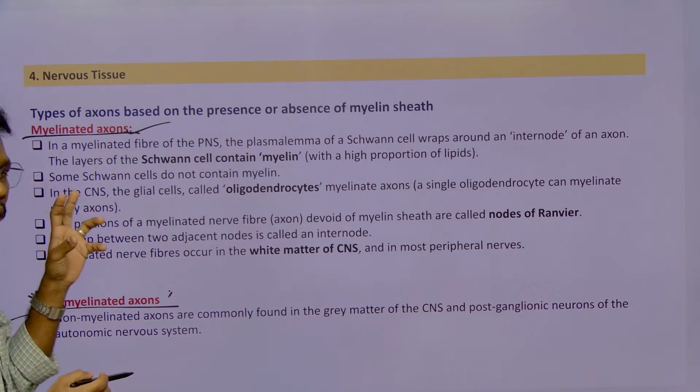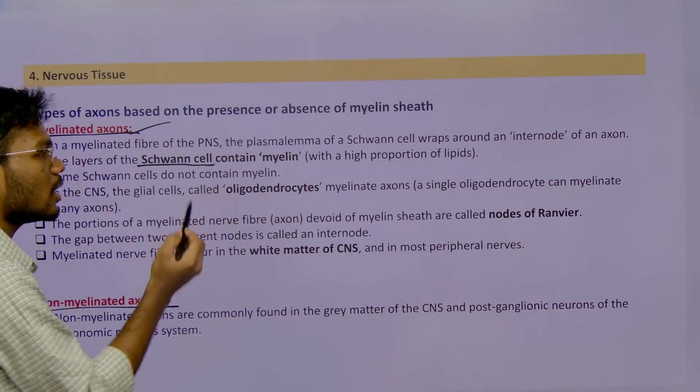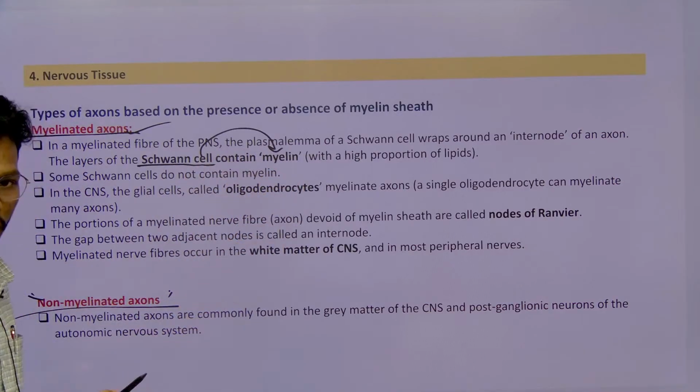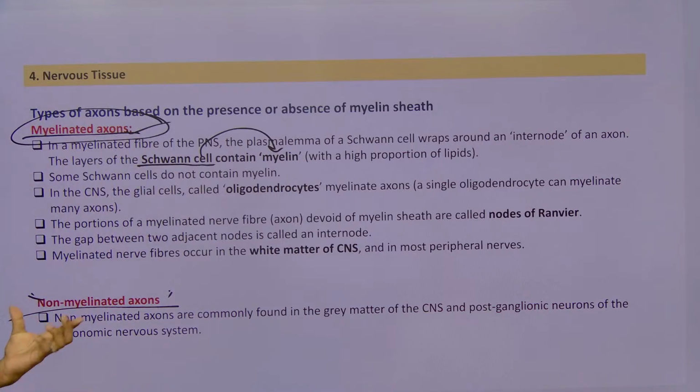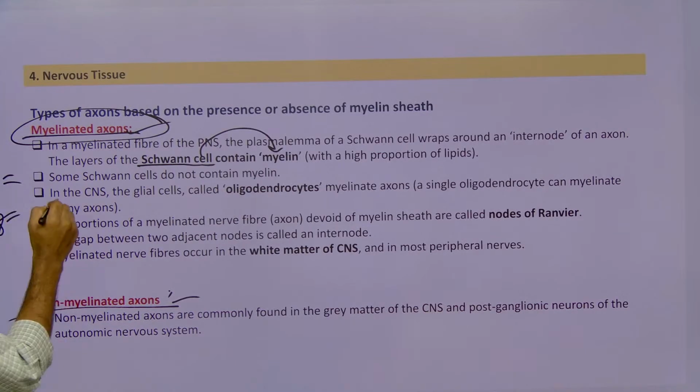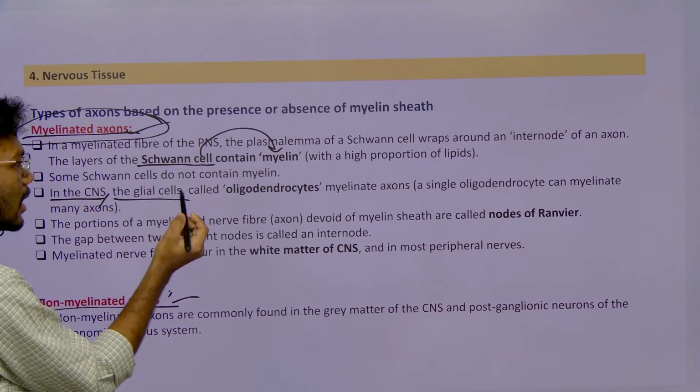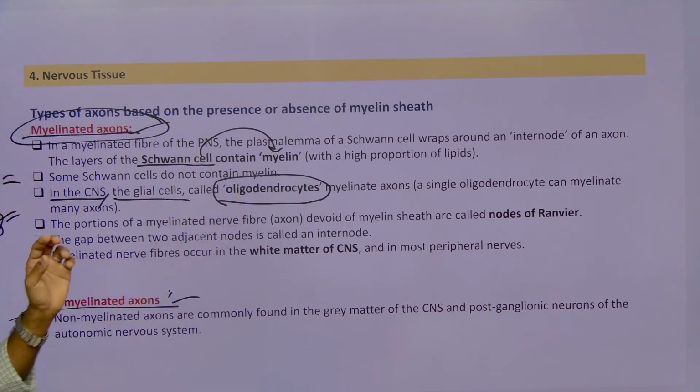Some neurons have Schwann cells containing myelin sheath, so those neurons are called what? Myelinated neurons. And there are some neurons that do not have any Schwann cells, so there is no myelin sheath, so those are called what? Non-myelinated neurons. And we have two systems, right? One is the central nervous system, another one is the peripheral nervous system. See, in the central nervous system, the glial cells are called oligodendrocytes. These are also responsible for the myelinated axons, right?